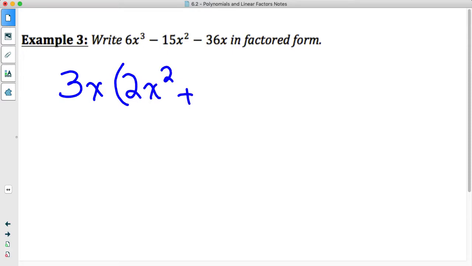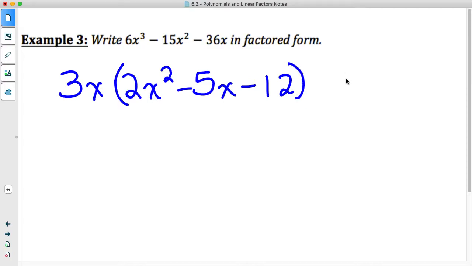Plus, nope, not a plus. That's a minus. My bad. Back up. Minus 15 divided by 3 gives me 5. And then x squared divided by x means I'm left with another x. And then minus, I had a 36, and I divided out a 3, so I'm left with 12.